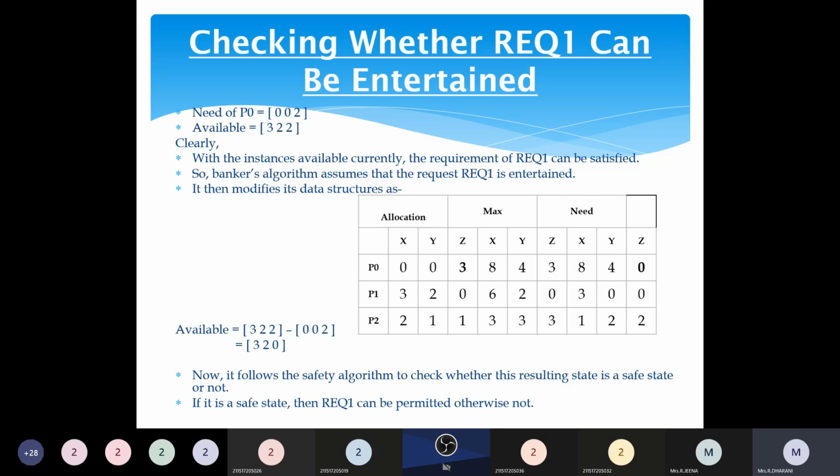And the P1 already allocated is 3, 2, 0 and the maximum demand is 6, 2, 0. So what is the current need of P1? 6 minus 3, 2 minus 2, 0 minus 0. And then similarly, 3, 3, 3 is the maximum need, allocated is 2, 1, 1. The need of process P2 was 1, 2, 2. Okay. So, after allocation the available resources are 3, 2, 2.